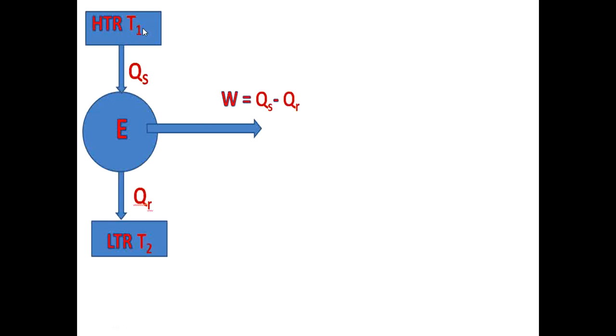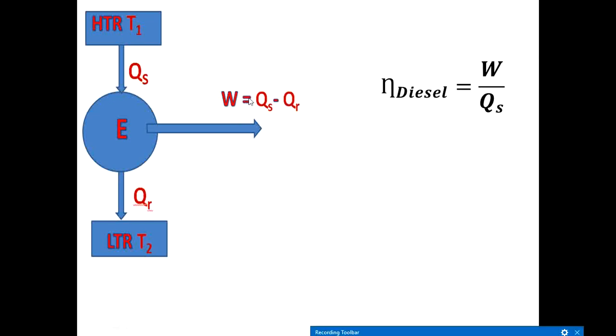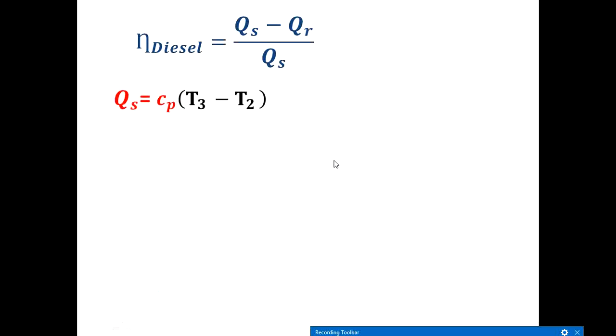It will absorb heat from the high temperature reservoir at temperature T1, and some amount of it will be converted into work. The converted work will be Qs minus Qr. The diesel efficiency is output by input. Therefore, your diesel efficiency is Qs minus Qr divided by Qs. You can call this equation number 1. Now, you can go for the diesel thermal efficiency analysis.